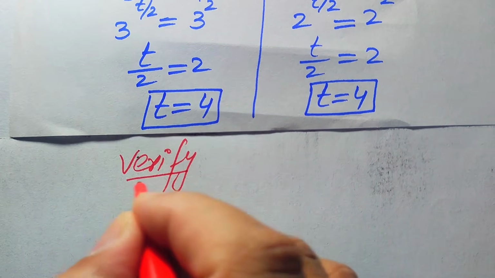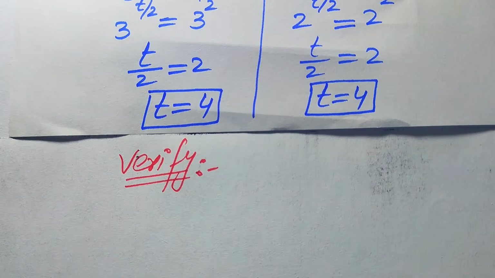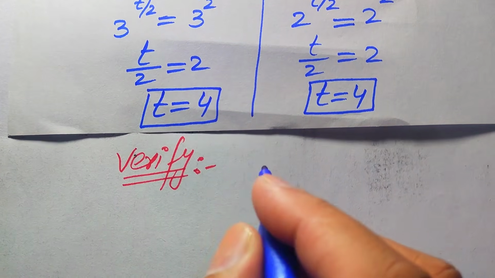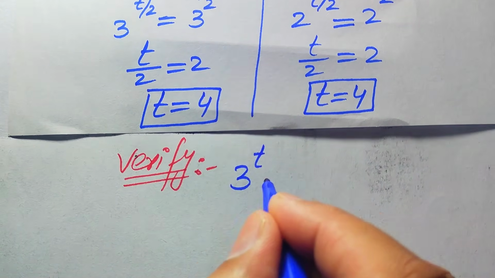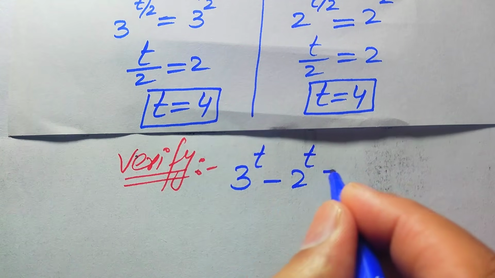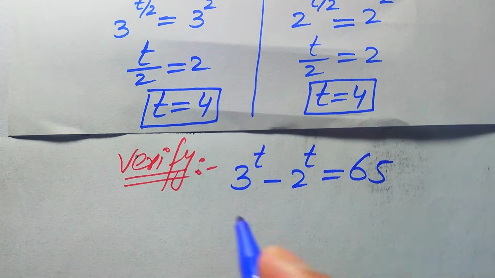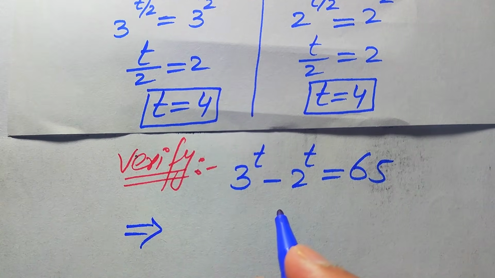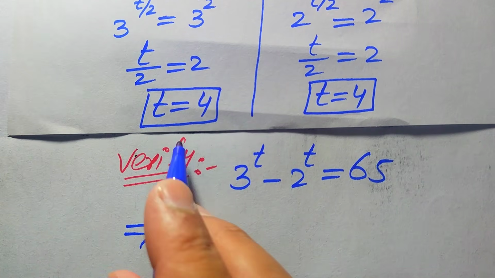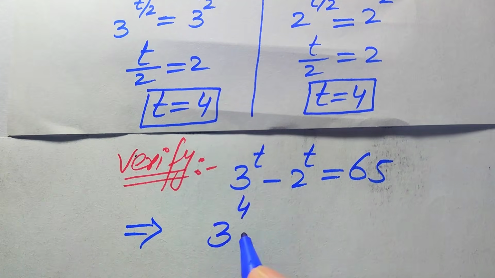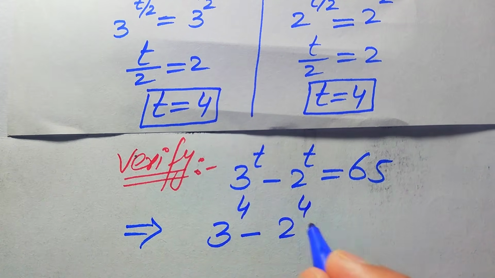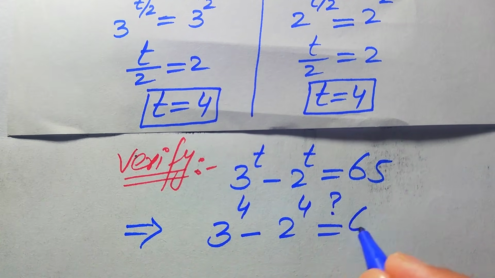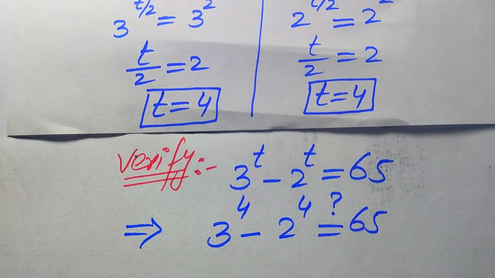So in the next step we need to verify whether this value of t is a solution or an extraneous root. So for verification, we need to copy down the given question statement here, and our given question statement is 3 to the power of t minus 2 to the power of t is equal to 65. And here we substitute the value of t is equal to 4 into the left hand side, and we check its behavior. When you put it here, it becomes 3 to the power of 4 minus 2 to the power of 4, and we check whether this equals 65 or not.